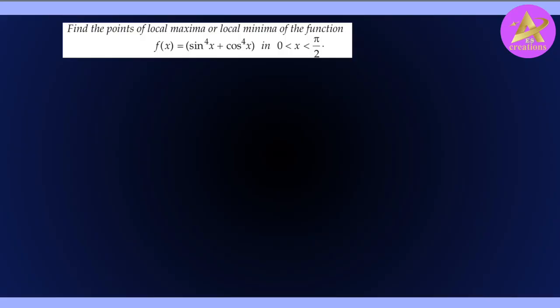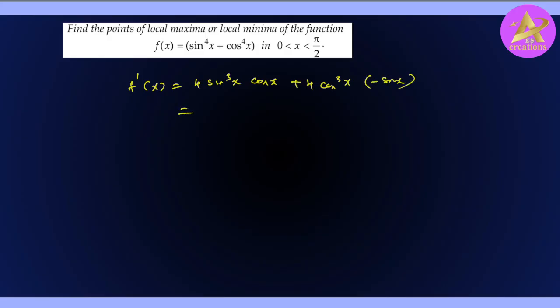Okay, next come to this type of problem. This is an interesting one also. Find the points of local maxima or local minima of the function. First step is you have to find f dash of x. What do we get? Sine power 4 x, we get 4 sine cube x. Again, sine x differentiation is cos x, and cos power 4 x differentiation, we get 4 cos cube x, and cos x differentiation is minus sin x.